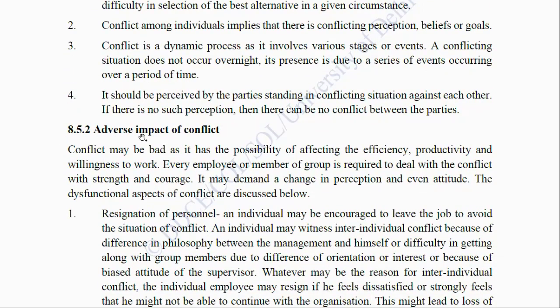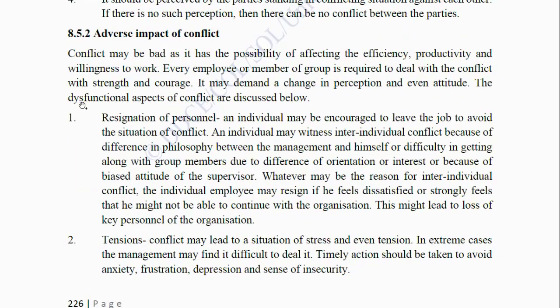8.5.2 Adverse impact of conflict. Conflict may be bad as it has the possibility of affecting the efficiency, productivity, and willingness to work. Following are the adverse impacts of conflict. Number 1. Resignation of personnel. An individual may be encouraged to leave the job to avoid the situation of conflict. The individual employee may resign if he feels dissatisfaction or strongly feels that he might not be able to continue with the organization. This might lead to the loss of key personnel of the organization.